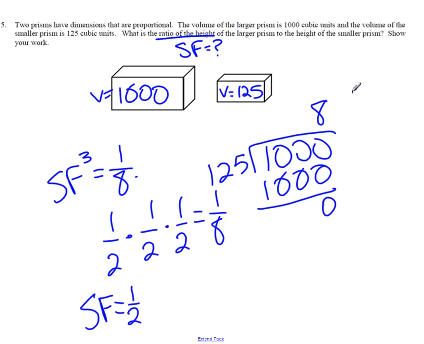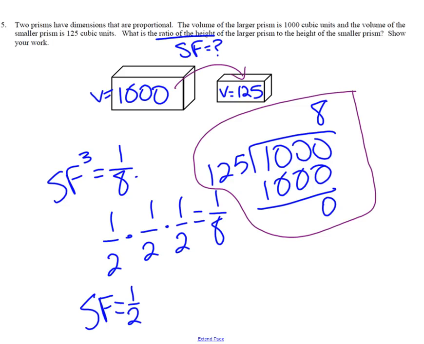Knowing why to do this, the reason we do all this is because we need to know how do we get from here to there. Right? Because with scale factor, we're always multiplying by something. So you think, what number times 1,000 equals 125? And that's where we get 1/8. Okay? Not so bad? Not too bad?